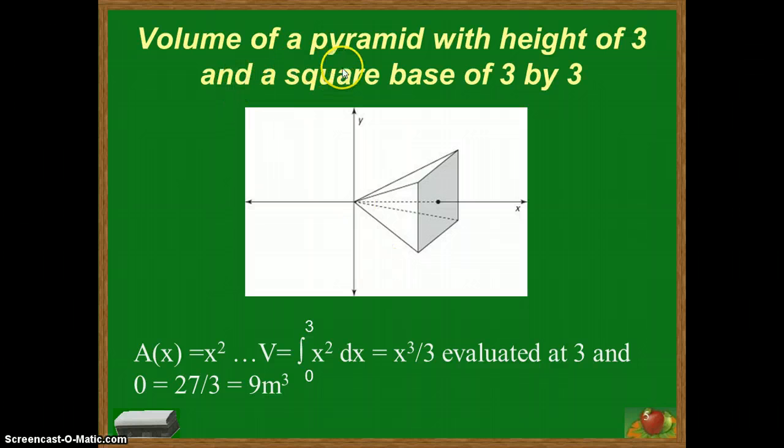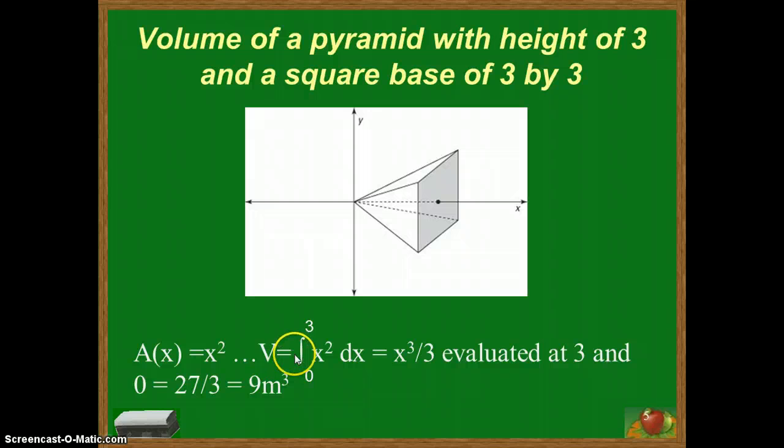How about the volume of a pyramid? Let's say this pyramid has a height of 3 meters, 3 centimeters, it doesn't matter, and a square base of 3 meters by 3 meters. We've sketched it. First thing we have to do is determine what the cross-sectional area is. The base is square, so the cross-sectional area will be a square, and at height x it's x by x, because this point here would be 0, and if the height is 3, this would be the point (3, 0) right here. So the cross-sectional area would be x squared.